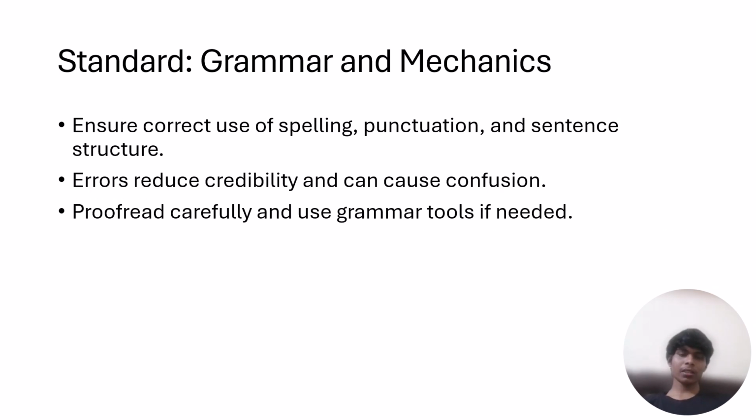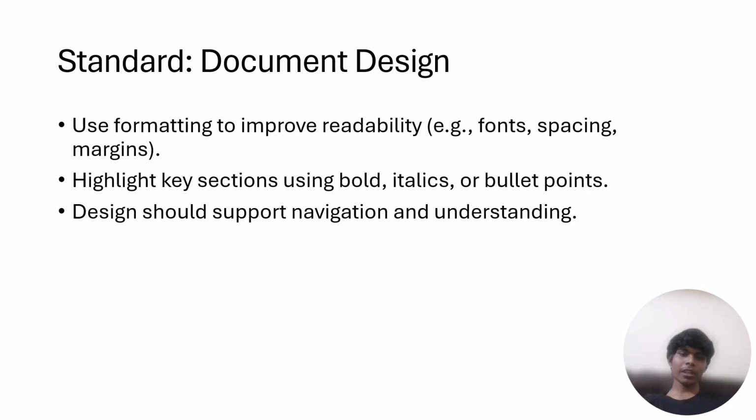Standard: grammar. You should ensure the correct use of spelling, punctuation, and sentence structure. Otherwise, readers can't understand what we are really going to explain to them. Errors reduce credibility and can cause confusion. Proofread carefully and use grammar tools if needed. Standard: document design. Use formatting to improve readability: fonts, spacing, margins, etc. Highlight key sections using bold, italic, or bullet points. Design should support navigation and understanding.